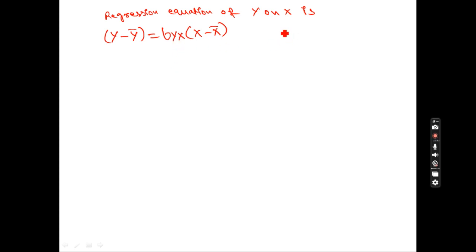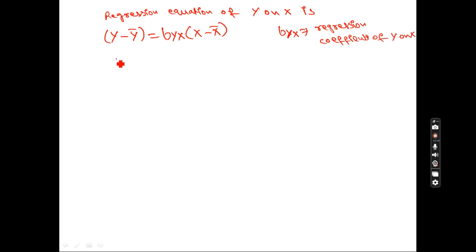You know already what byx is. Byx is the regression coefficient. Just remember, no need to write it in the exam. I am giving the term regression coefficient because in the question they sometimes give these words, so that you have clarity beforehand. Byx is the regression coefficient of y on x. Remember, before it was x on y. The x bar and y bar are already calculated, so no need to do anything, just replace those values.